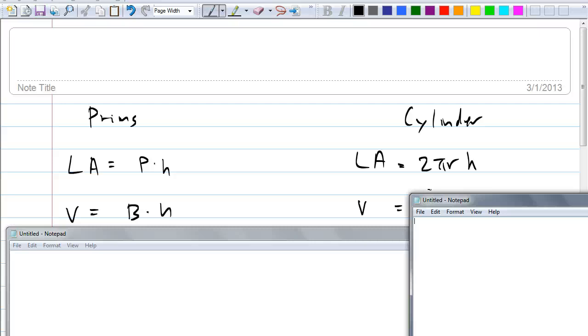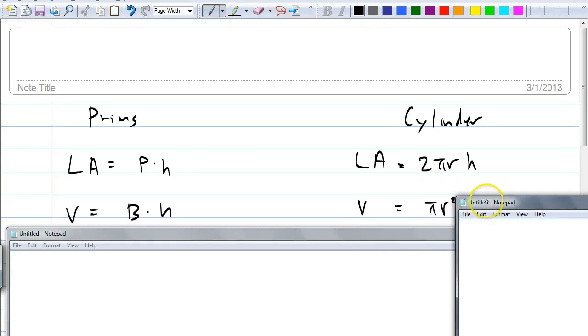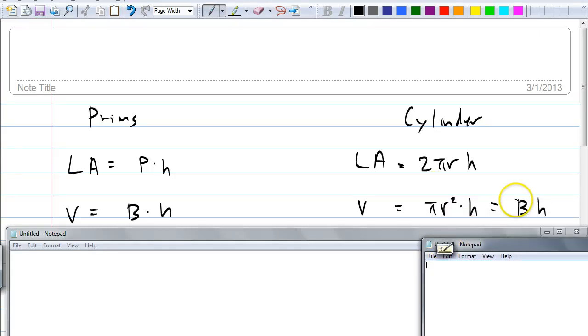Which is pi r squared times? No, it's the area of the base, pi r squared. You multiply that by height, which is h. Does that make sense? Yeah, remember? Circle. The area of the circle is pi r squared.